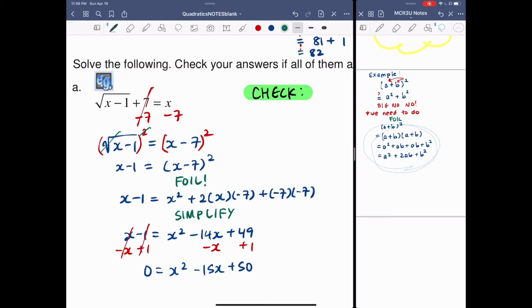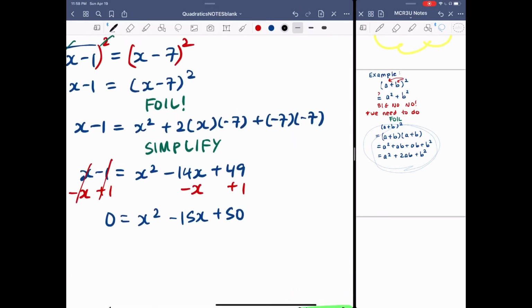And think of what are the factors of 50 that will work. And so you're thinking 1 and 50, 2 and 25, 5 and 10, and 50 and 1. And so you might start writing these numbers down. And I'm noticing that two numbers will multiply to 50 and add to negative 15.